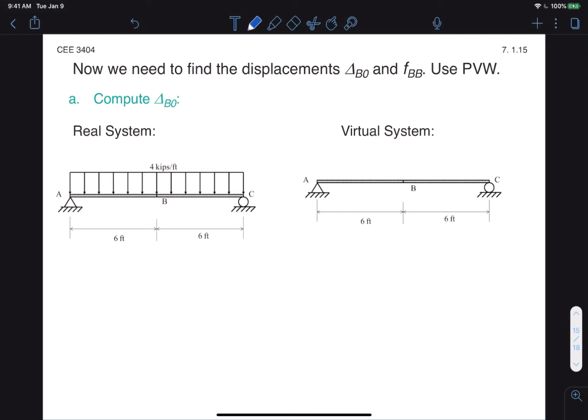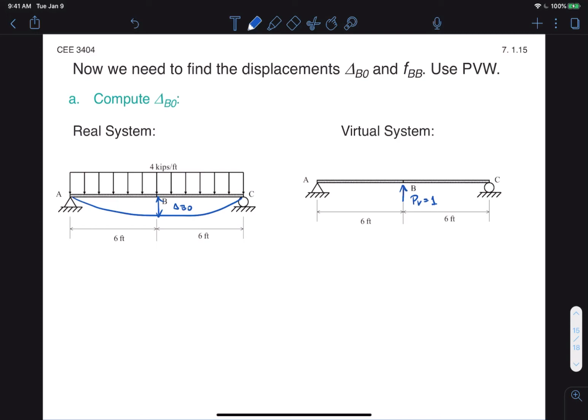First, we need to compute delta B0. Okay, and like I said, this is its own real system plus virtual system problem. So the real system is, of course, our primary or our 0 structure, okay, for which we want delta B0, of course. Our virtual system will be essentially identical to our B system, right? Because of the nature of this problem. So I'm going to go ahead and apply the virtual force up just to make it exactly identical, because then we can take advantage of it in the next step, right, when it's our real system.